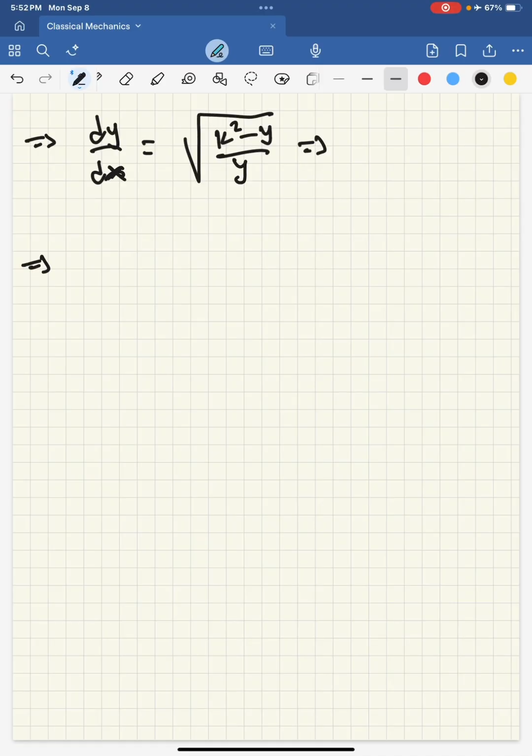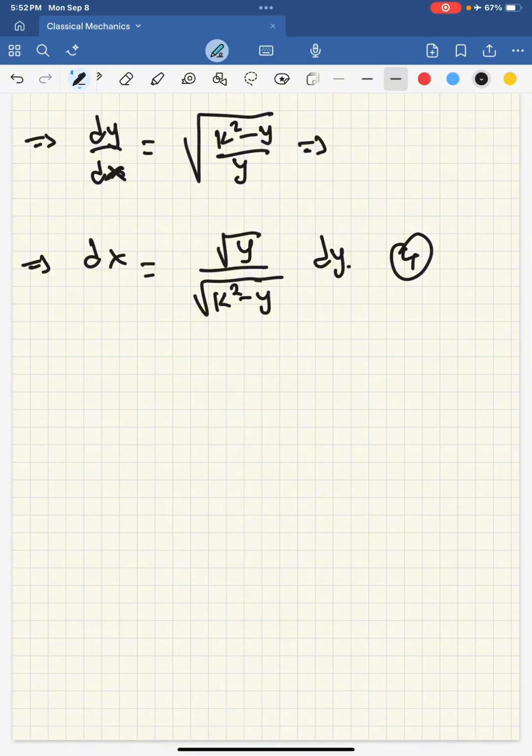So dx is equal to the square root of y over the square root of k squared minus y times dy, okay? We will call this equation 4, okay? This is sometimes called the first integral, I think, in the calculus of variations. Don't quote me on that, but let's move on.